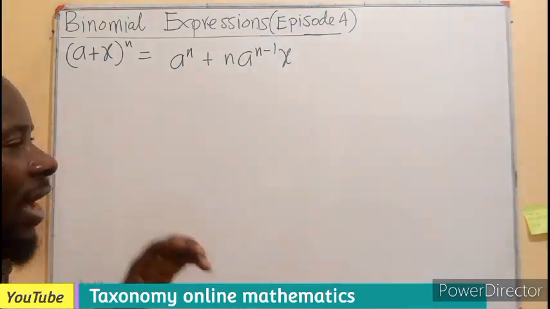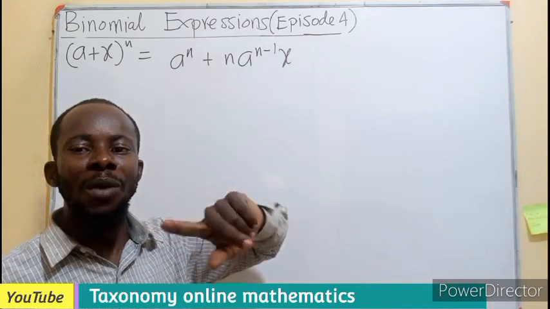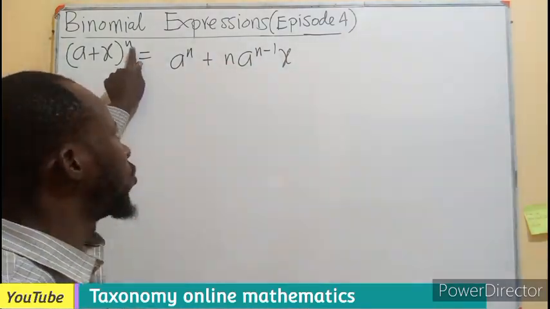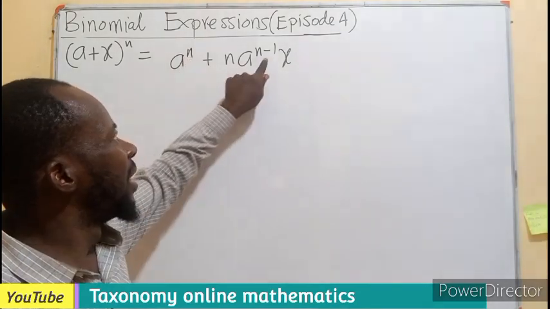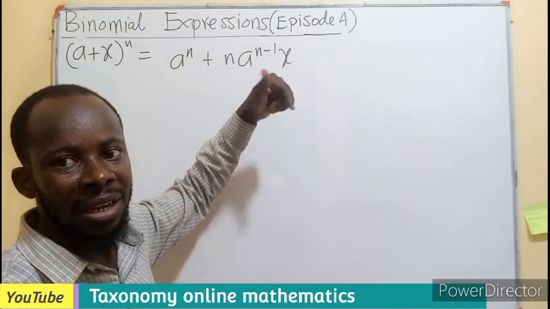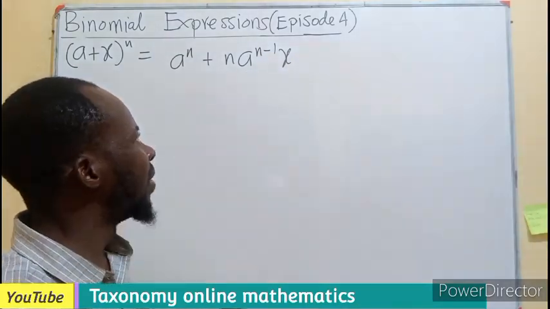And in each of the cases, when you add the powers of the first term and the second term, you still get the n. So you can see there's a power of n here. Here there's a power of 1. So n plus 1 minus 1 gives us n, so we have n still there.